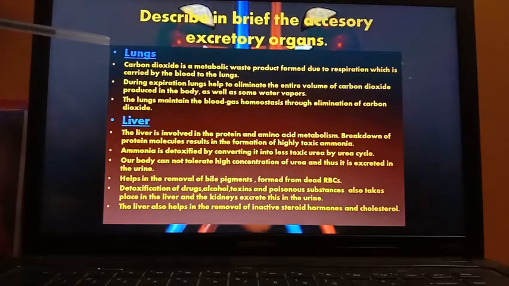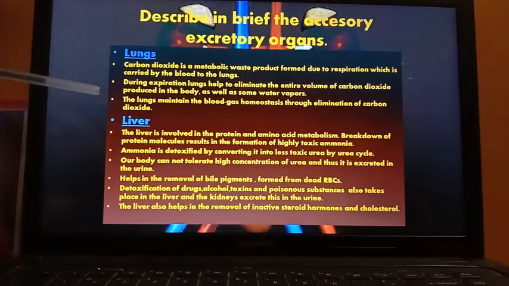So first is lungs. Carbon dioxide is a metabolic waste product formed due to respiration, which is carried by the blood to the lungs. You know that during the expiration process, lungs actually eliminate the carbon dioxide. So during expiration, lungs help to eliminate the entire volume of carbon dioxide produced in the body, as well as some water vapors also. So the lungs maintain the blood gas homeostasis through elimination of carbon dioxide.